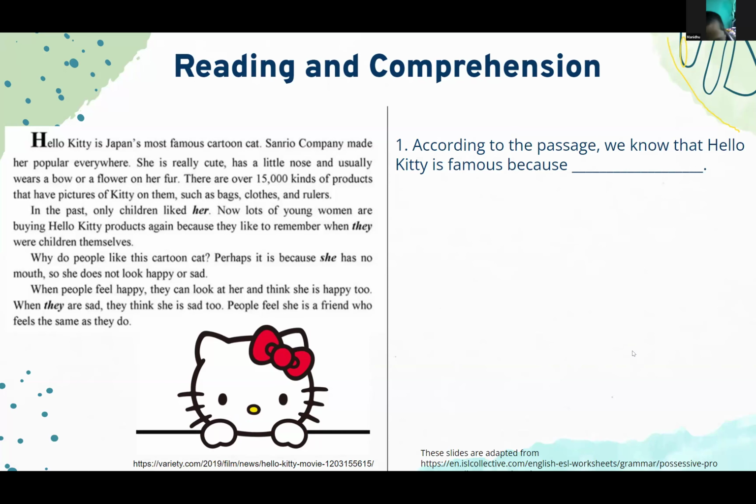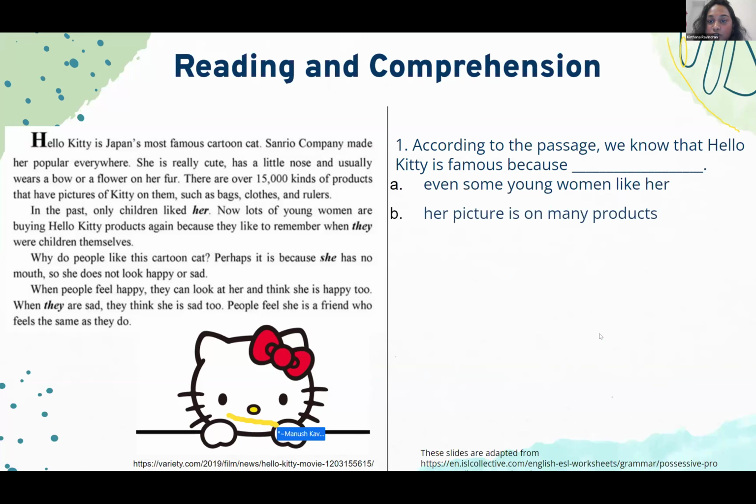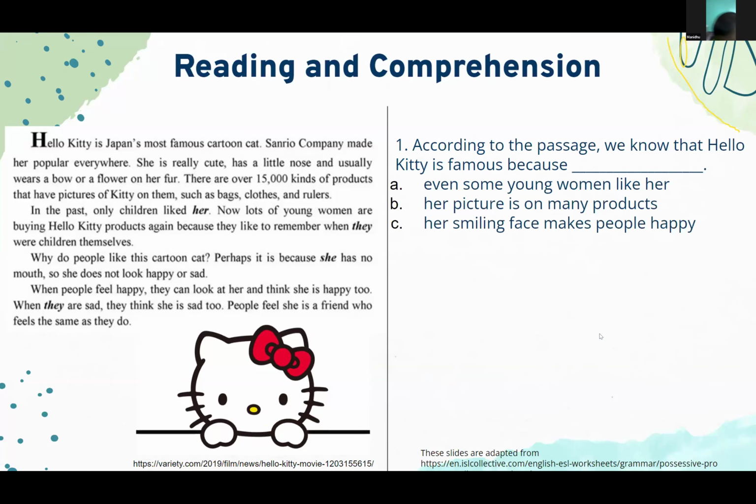Okay, so we're going to have multiple choice. So what you're going to do is you're going to choose one of these answers. Do you think it's A, even some women like her, B, her picture is on many products, or C, her smiling face makes people happy? What do you think it is? C. Are you sure? Do you want to try something else? Read from the passage, what the passage says.